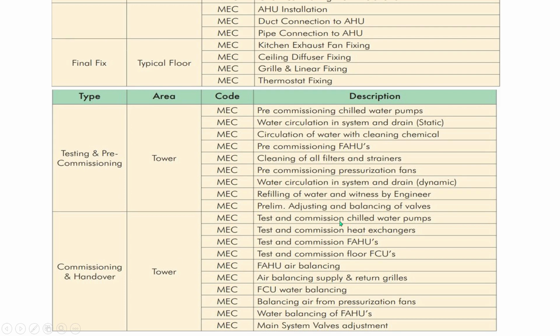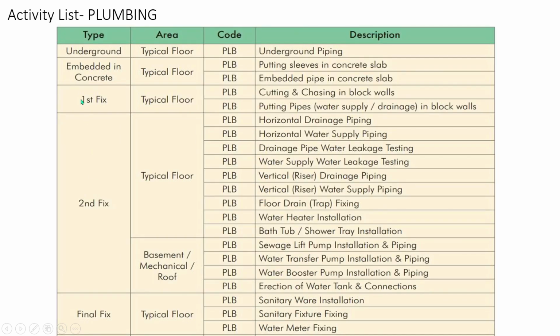The next one is testing and commissioning of chilled water pumps, testing and commissioning of heat exchangers, testing and commissioning of FAHUs, testing and commissioning of floor FCUs, FAHU air balancing of supply and return grills, FCU water balancing, balancing air from pressurization fans, water balancing of FAHUs, main system valves adjustment. This will come under commissioning and handover, which is the final stage of the project. Okay, we have seen about the HVAC. Let's see about the plumbing activities now.